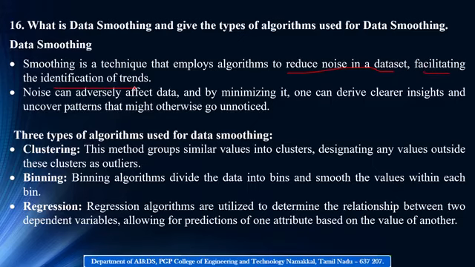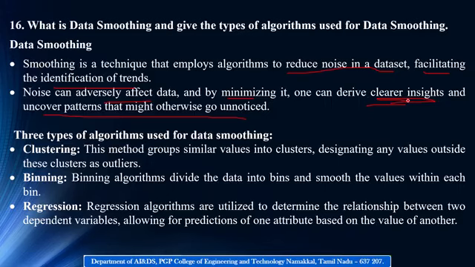So smoothing reduces the noise in a data set and facilitates the identification of trends. So two things: it helps us identify the trend, and it reduces the noise. Noise can adversely affect the data, so minimizing the noise is very important. Then one can derive clear insight and uncover patterns that might otherwise go unnoticed. Otherwise you will interpret your data in a wrong way. Data interpretation will be very wrong if you have noise, so reducing the noise is very important.